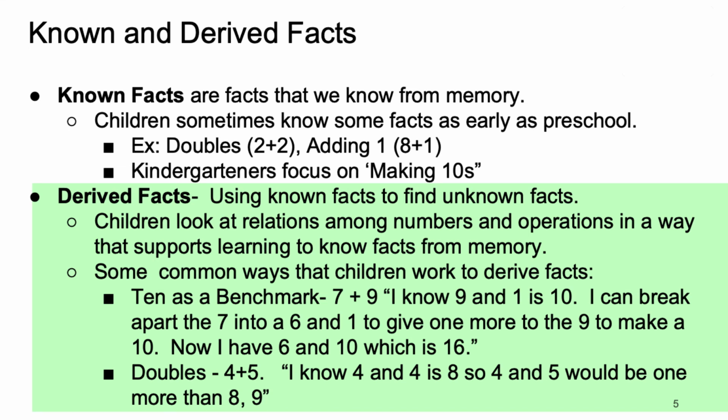Now this 10 as a benchmark may take a little more for you to wrap your head around. Okay, so if kids are asked what is 7 plus 9, what they will do is by using 10 as a benchmark, instead of thinking about a 9, they think it's easier to add 10, right? So how can I make that 9 into a 10? I just need 1. So I can basically break apart my 7 into 6 and 1, okay? So I'm going to take 1 from that 7, add it to the 9 to make a 10. And so now I've got a 10 and a 6, which is 16.